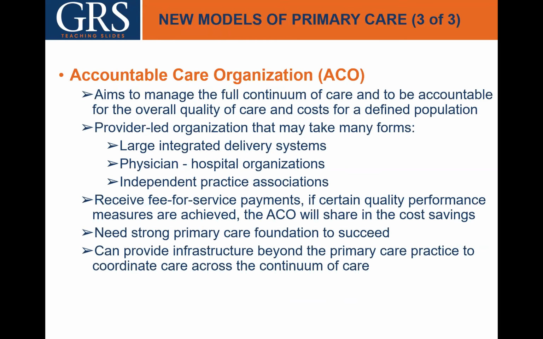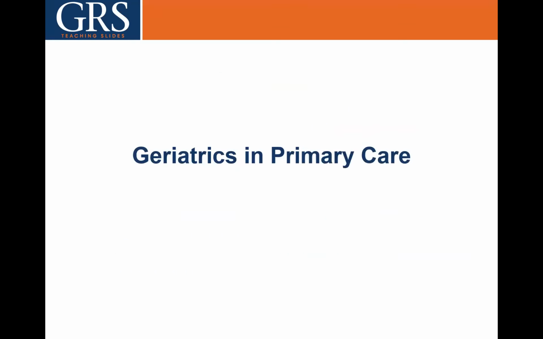The last one is the accountable care organization. This one is more focused on the full continuum of care, in order to give patients long-term care. Basically in this model, it is a provider-led organization that may take many forms, including large integrated delivery systems, physician hospital organizations, and independent practice associations. So basically these are the new models. I just want to briefly give you an introduction.